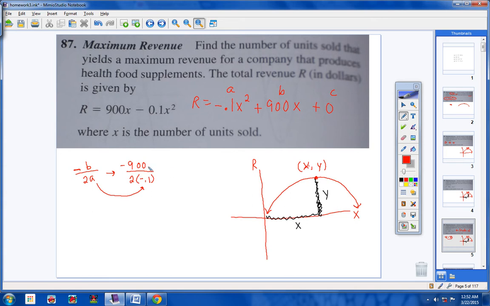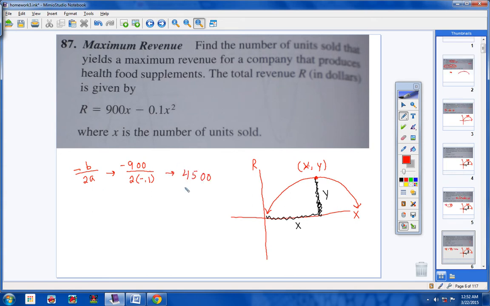Now if you simplify this, you will get 4,500, okay? So students, we're really done. Your X value is 4,500. So you're over 4,500. That's your X value, okay?